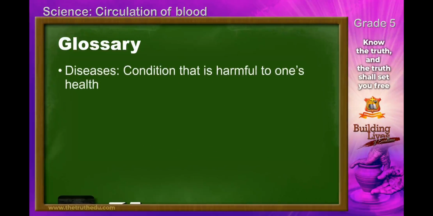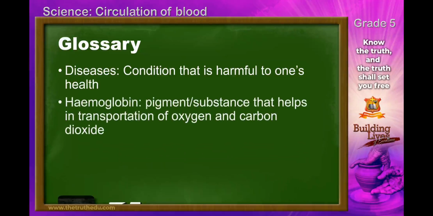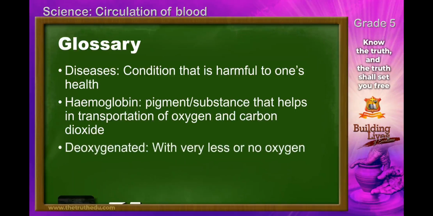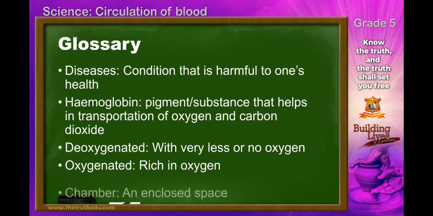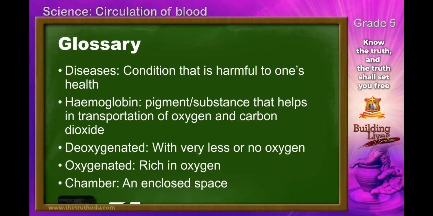Diseases are conditions that are harmful to one's health. Hemoglobin is a pigment or substance that helps in the transportation of oxygen and carbon dioxide. Deoxygenated means with very little or no oxygen, and oxygenated means rich in oxygen. And a chamber is an enclosed space.